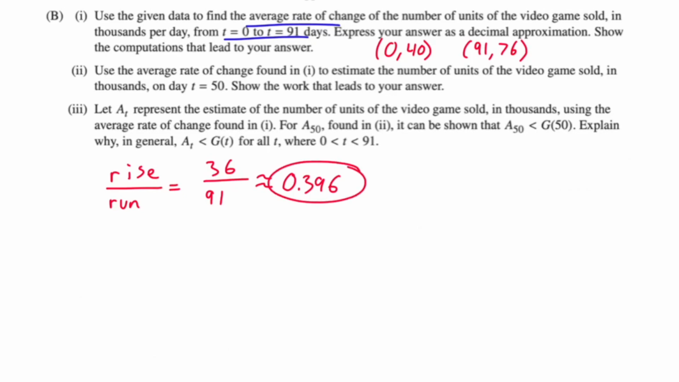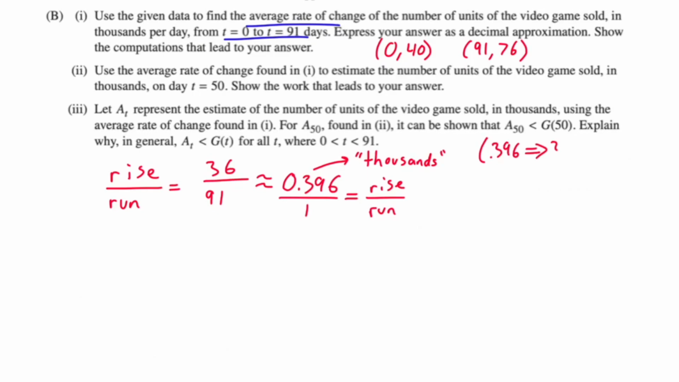And this average rate of change value that we found is in decimal form, but if you wanted, you could put it like over 1. And that'll just help us to rethink of this, again, as rise over run. So every time we go over 1 day, that's the run, we would go up 0.396. Also, remember that our y value, the rise, or the outputs here, these are measured in thousands. So 0.396 actually means 396 games.